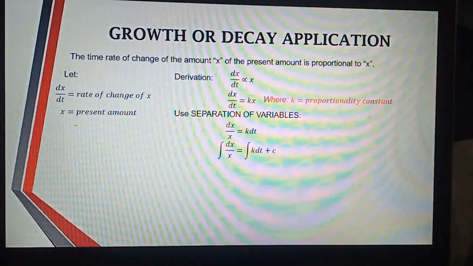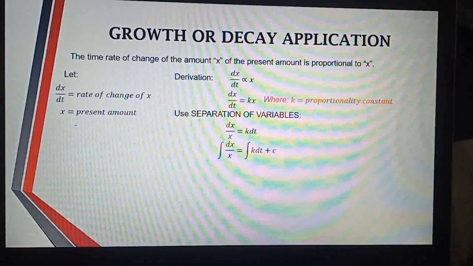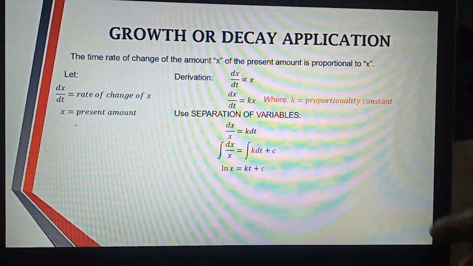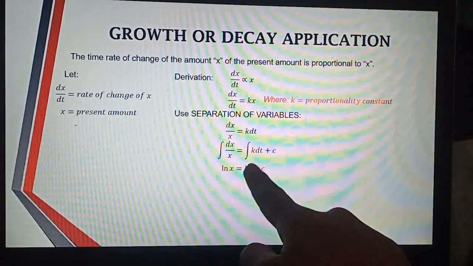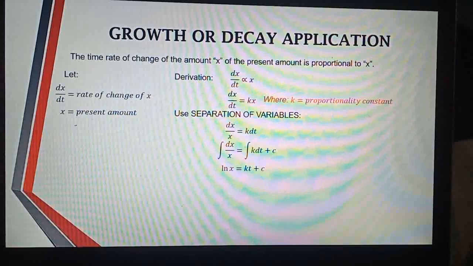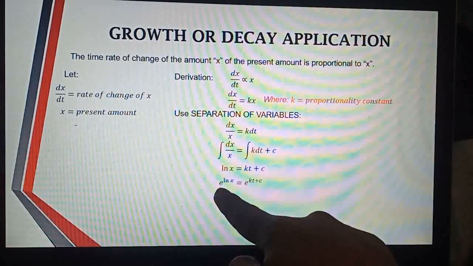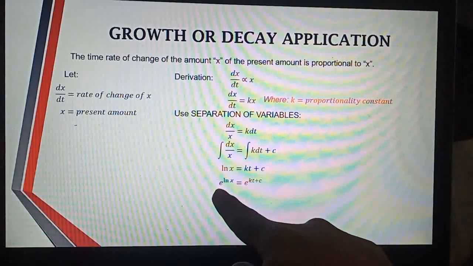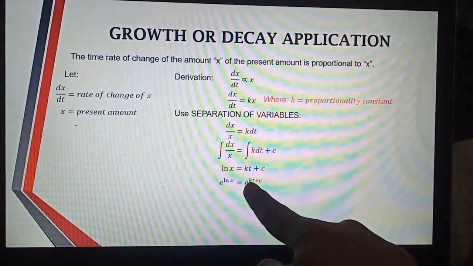Now, doing the integral part, you will have the integral of dx over x equated to the integral of k dt, plus c. So now our dx over x gives ln of x, then our k dt gives kt, plus c. Then to simplify the equation, we have to take the exponential of both sides. You will now have e raised to ln of x equated to e raised to kt plus c.